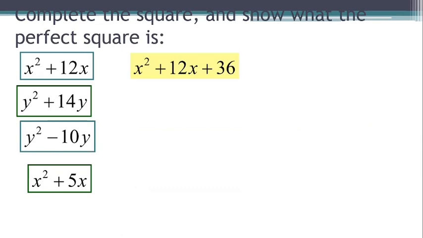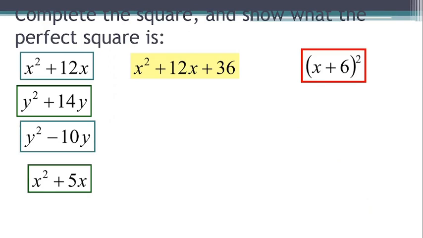And to get the square binomial, just get the square root of both the first term and the last term. And the sign depends on the sign of the middle term. So the square root of x squared is x. The square root of 36 is 6. The sign of the middle term is positive.